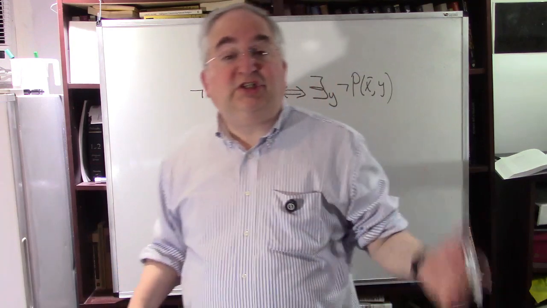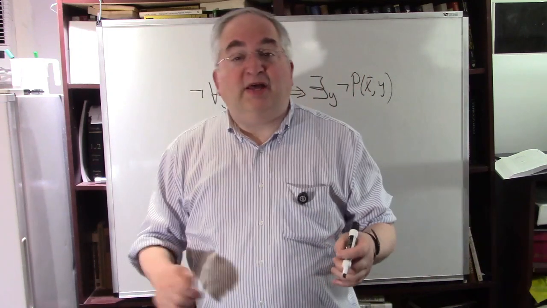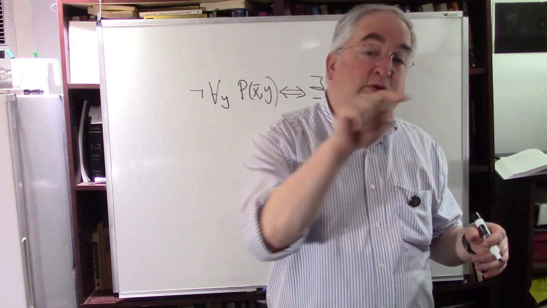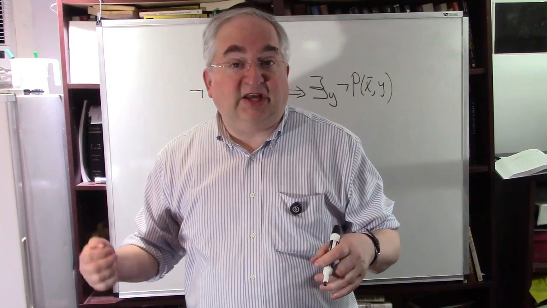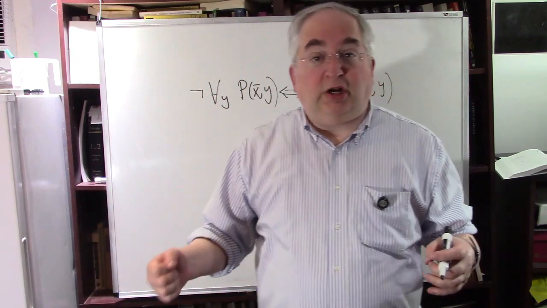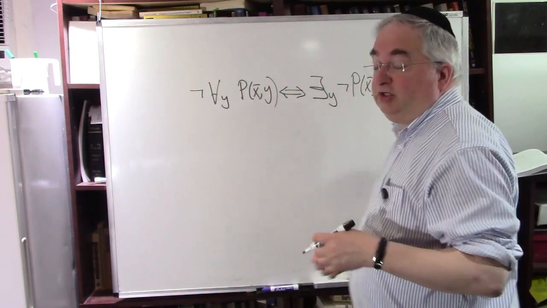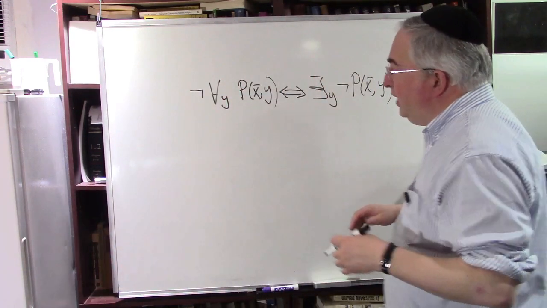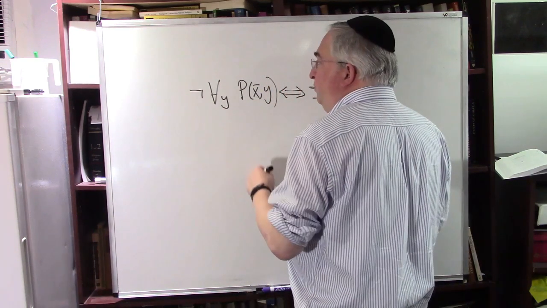If I say there is someone in the room who's happy, well, that's just a bunch of ORs. He's happy, or she's happy, or she's happy, or she's happy. So the universal quantifier is a generalization of conjunction. The existential quantifier is a generalization of disjunction, or OR.